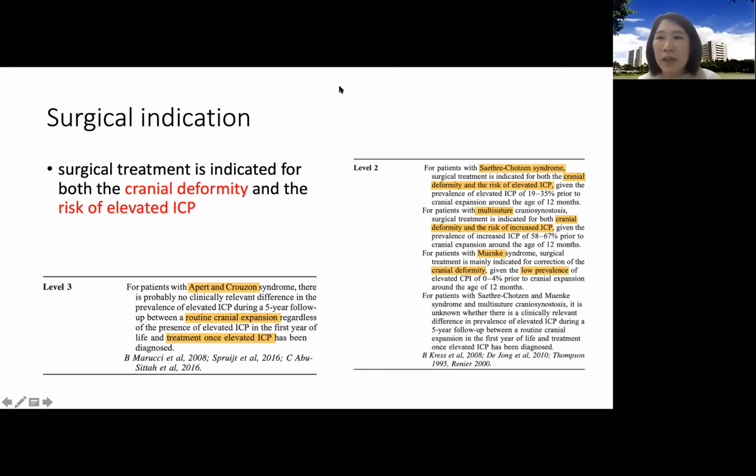For the risk of elevated intracranial pressure, you can see that Saethre-Chotzen is about 20 to 35%. For the other multi-suture types, it is around 58 to 67%. However, for Muenke, because there's a very low prevalence of elevated intracranial pressure, you could do the surgery later than the other types.